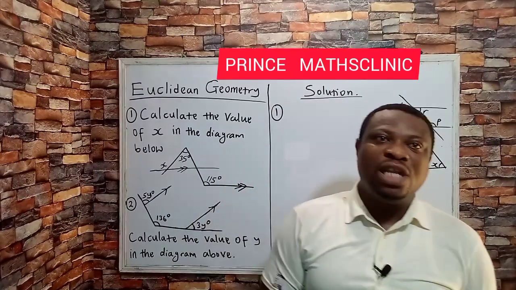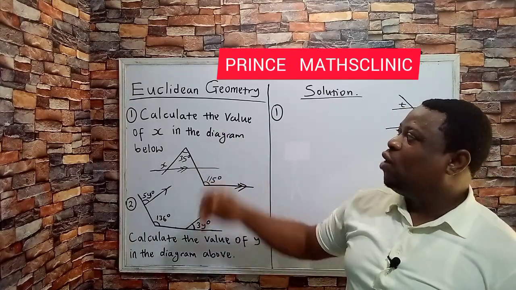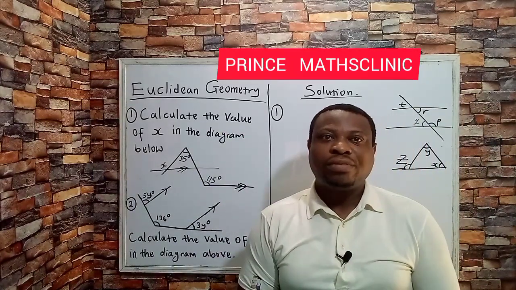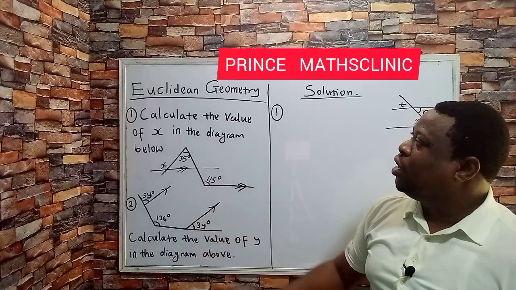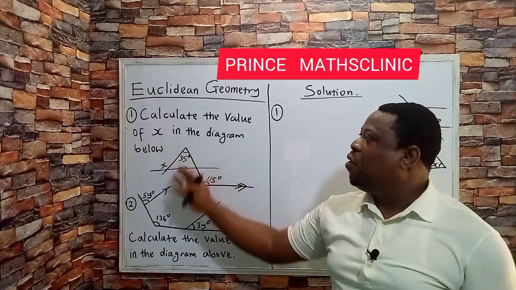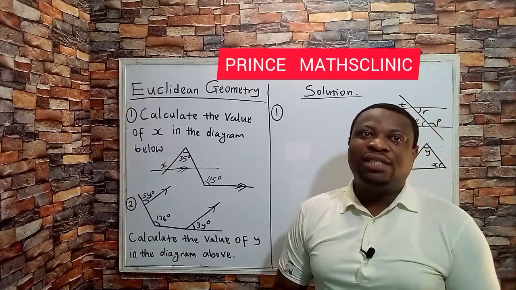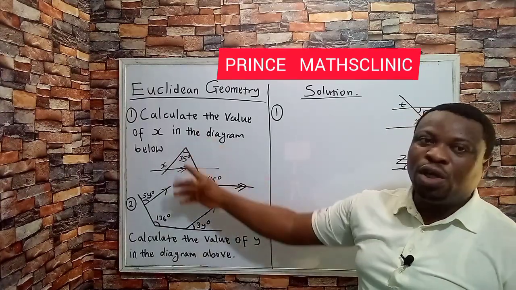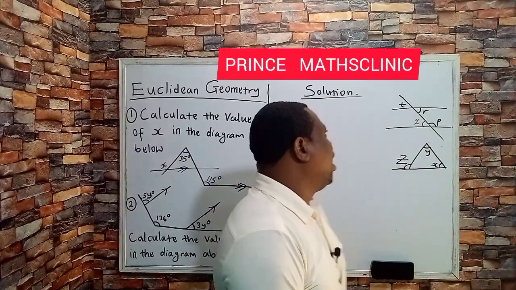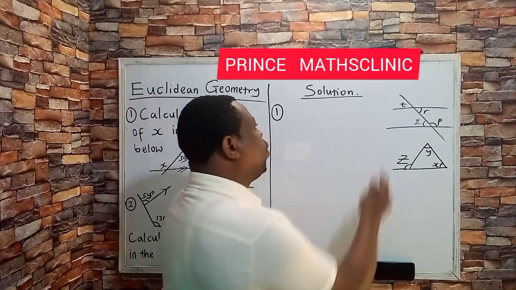And today we shall be dealing with this part of Euclidean geometry. You can see from the board that we're asked to calculate the value of x in this particular diagram. And to deal with this question number 1, let's expand what we have here.